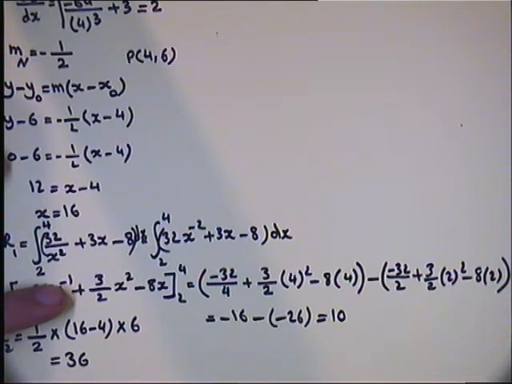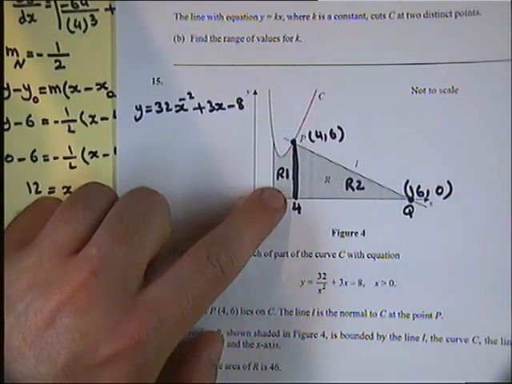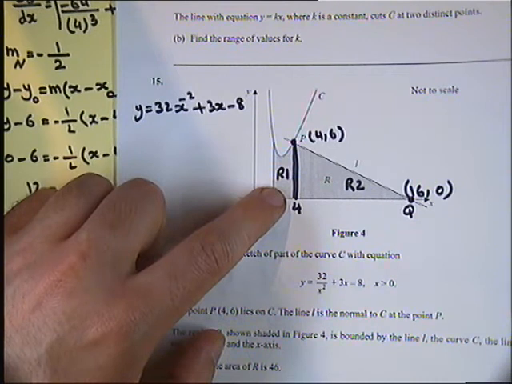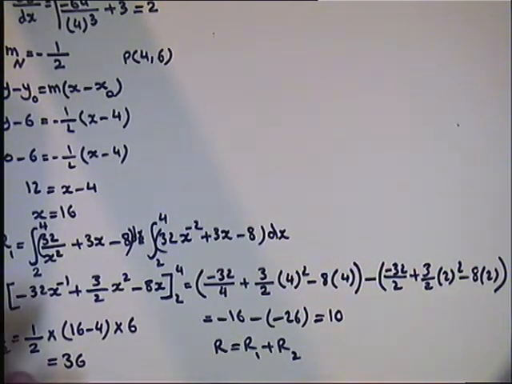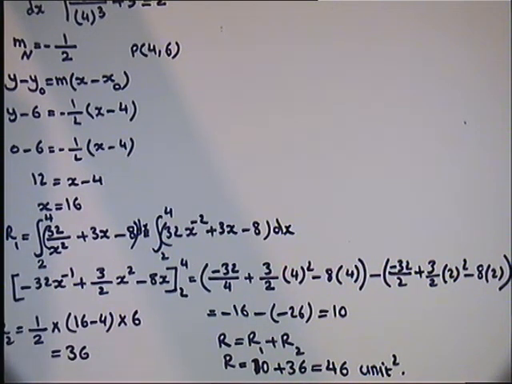And we know that the total area R is equal to R1 plus R2. Here are R1 and R2. R1 was the integration of 32 over x squared plus 3x minus 8 from 2 to 4, and R2 is the triangle, whose area we already worked out to be 36 unit squared. So therefore R is equal to R1, which is 10, plus R2, which is 36, which is 46 unit squared.